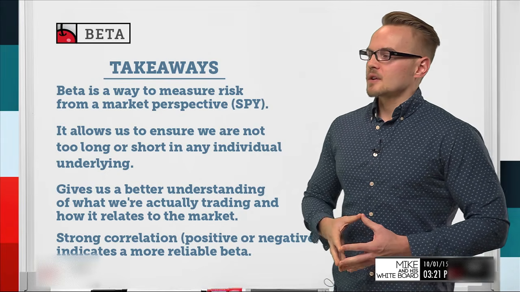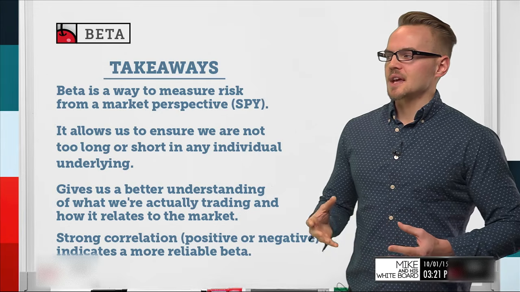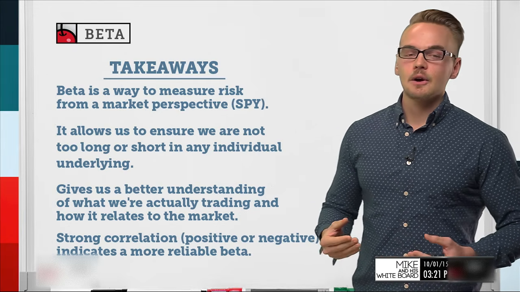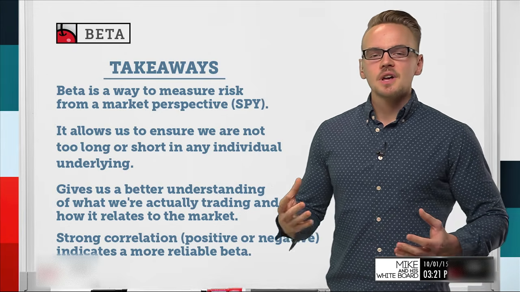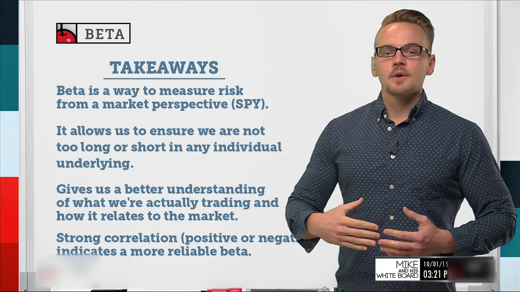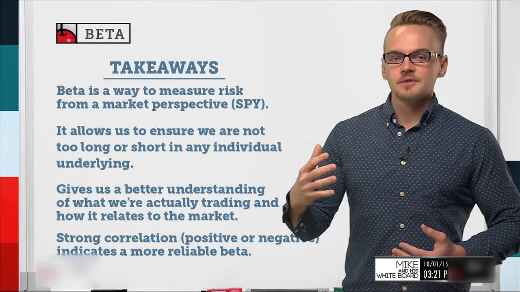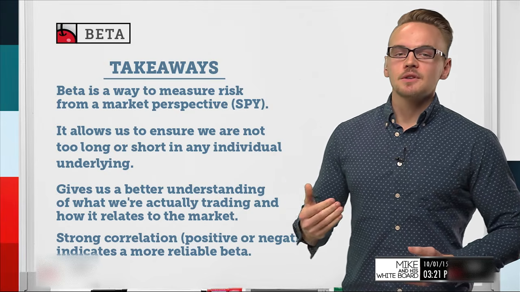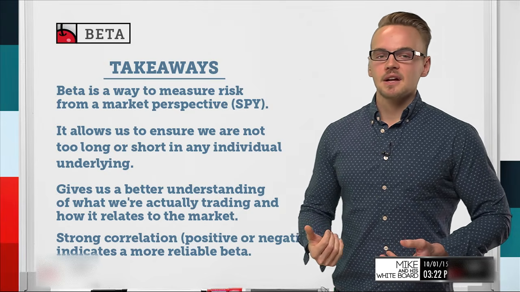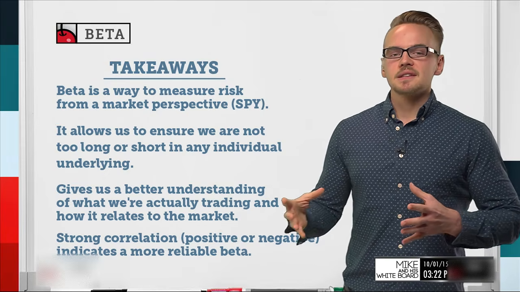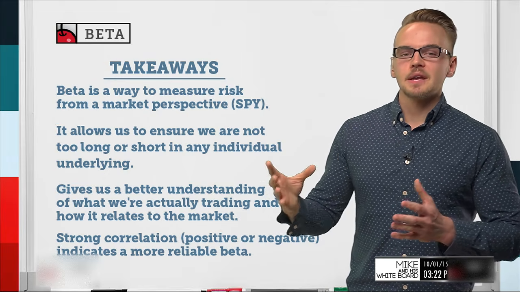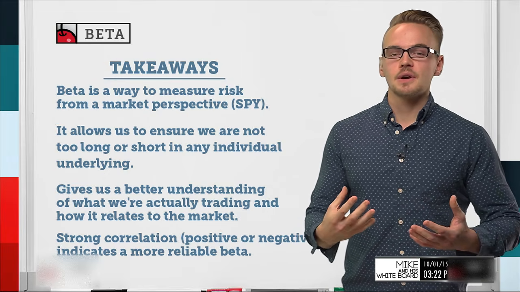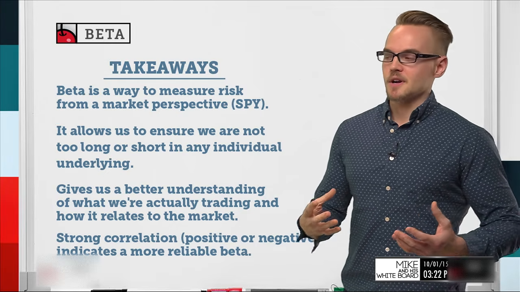Another takeaway is that it gives us a better understanding of what we're actually trading and how it relates to the market. Like we saw with the VIX example, although I might have a bullish VIX product or a bullish VIX position, if I beta weight it to SPY, you can see that now I have a negative delta. So understanding these things, and how different beta weights can affect your portfolio as a whole, is going to make you a better trader.